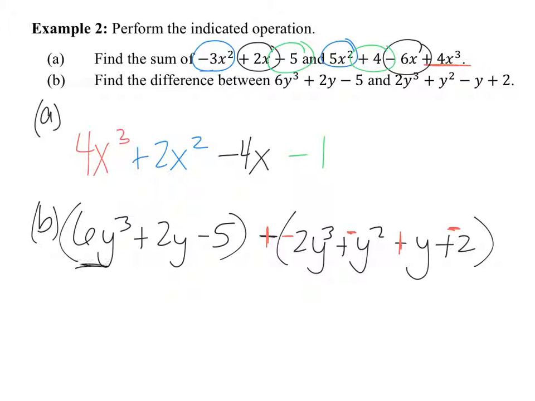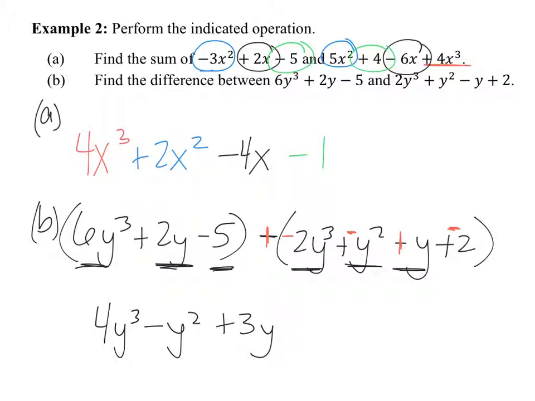So I've got 6y cubed minus 2y cubed, which is 4y cubed. I've got negative y squared, nothing else on the other side. I've got a 2y, and a positive y is 3y. And then I've got a negative 5 and a negative 2, yielding negative 7.